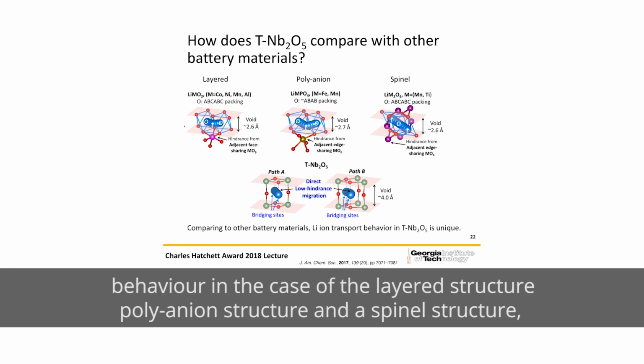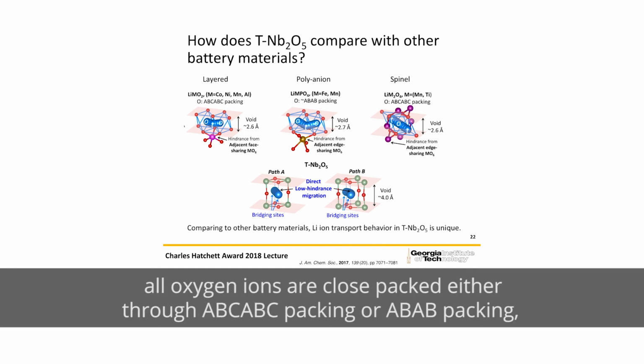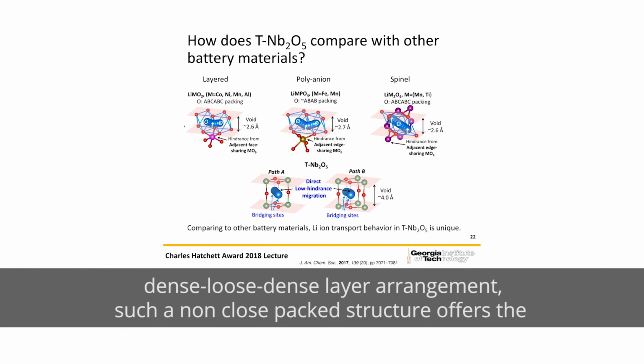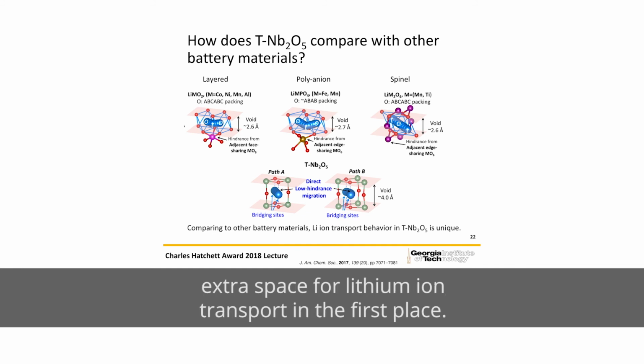In the case of layered structure, polyanion structure, and spinel structure, all oxygen ions are close packed, either through ABC-ABC packing or AB-AB packing. However, for tin niobium oxide, the atoms are not close packed, and tin niobium oxide adopts an alternating dense layer arrangement. Such a non-close-packed structure offers extra space for lithium-ion transport in the first place.